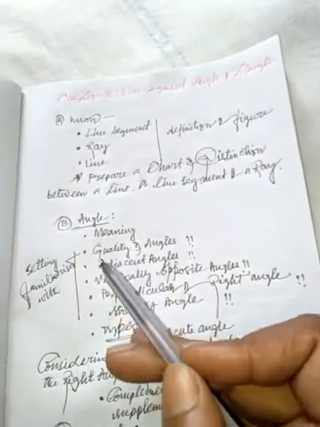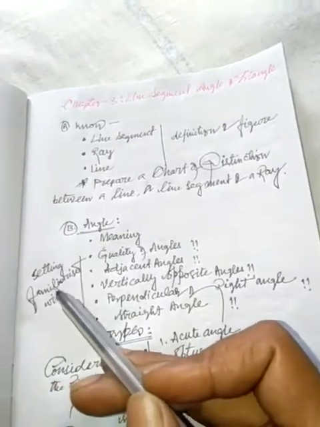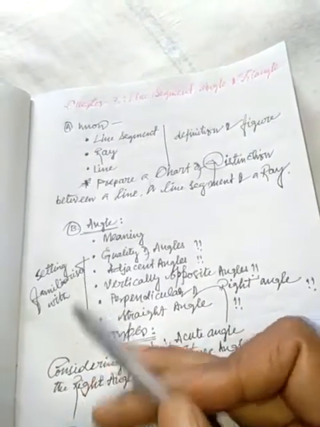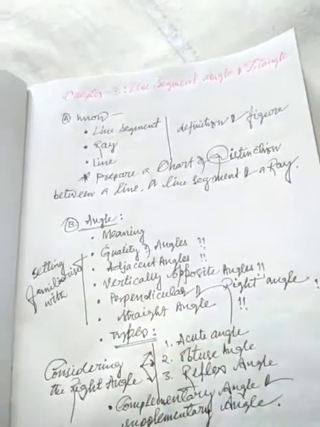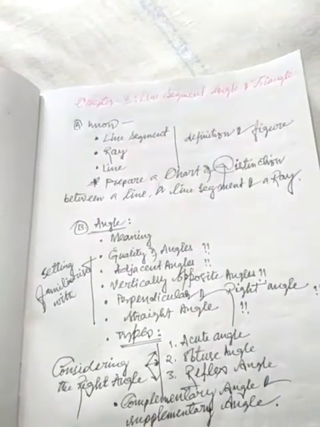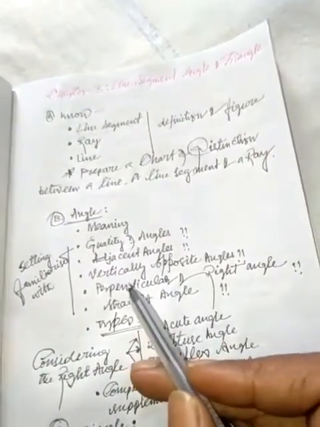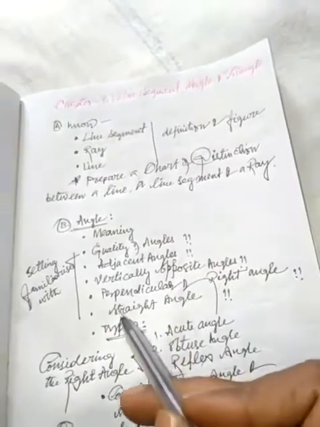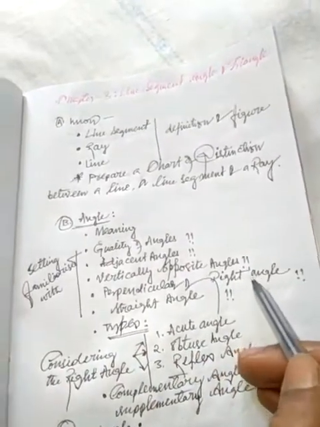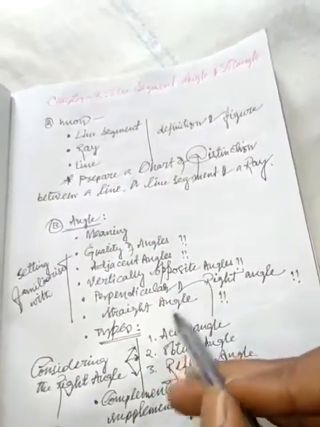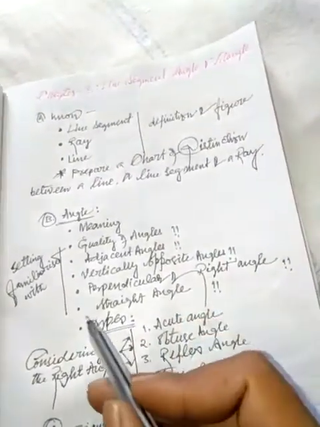Now as far as the angle is concerned, we have to know what is the meaning of angle. Then we should get familiarized with these concepts also, such as equality of angles. So what is the meaning of equality of angles? Like adjacent angles, what is the meaning of adjacent angles? Vertically opposite angles, what is the meaning? Perpendicular and right angle, so what is the meaning of perpendicular and what is the meaning of right angle? Can we draw a perpendicular line over the right angle or on the right angle? So this is the concept.